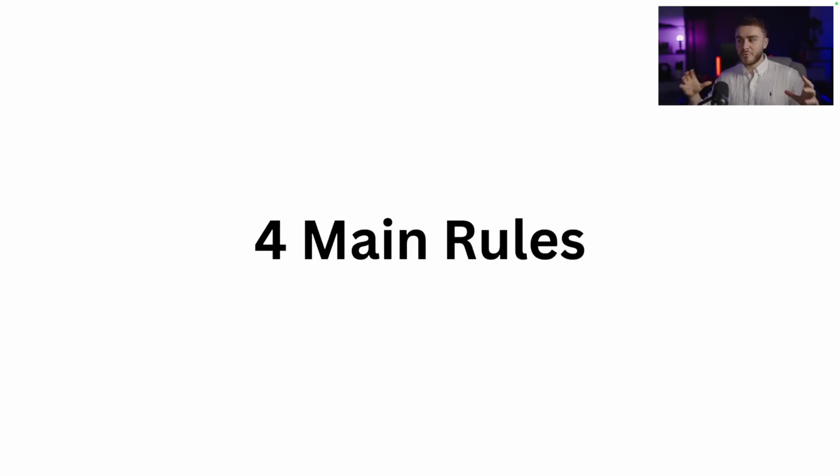Now, looking at the 4 main rules of order block selection, we're going to go through this quite quickly and look at a few examples as well. Rule number 1, the order block caused a break of structure. Now, what does that mean?